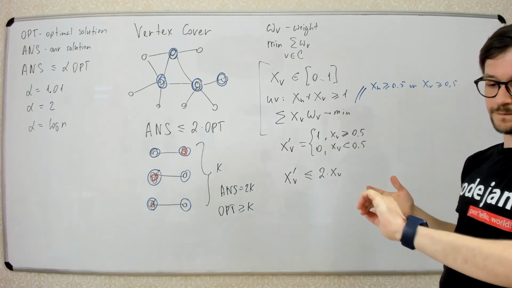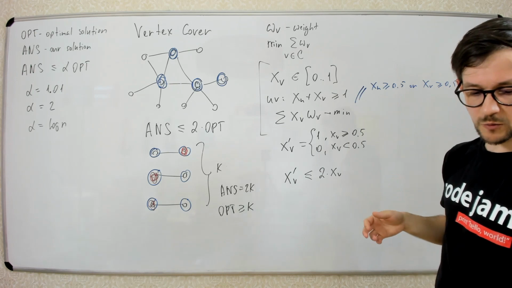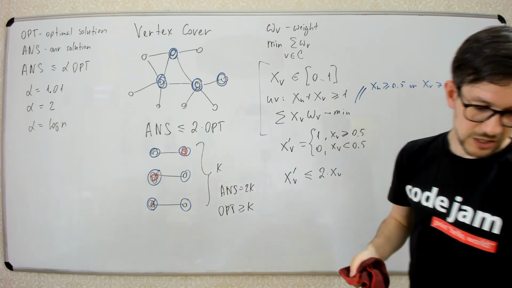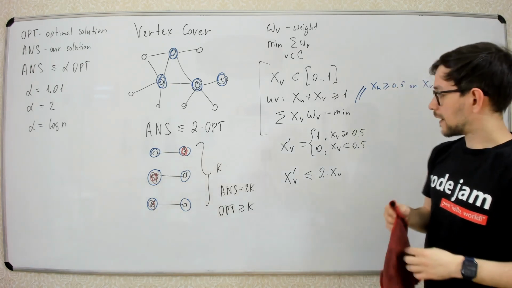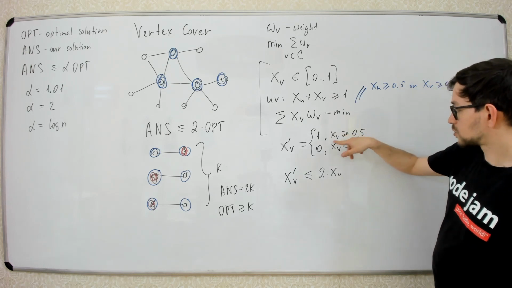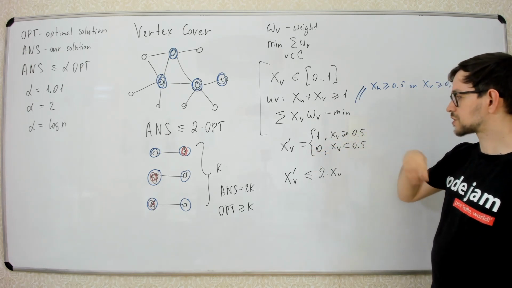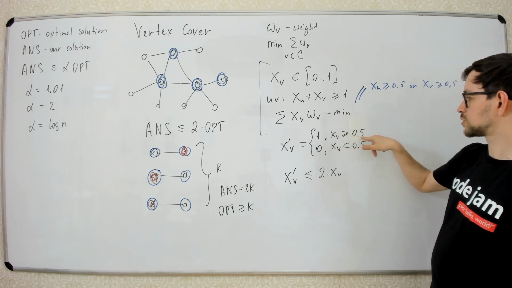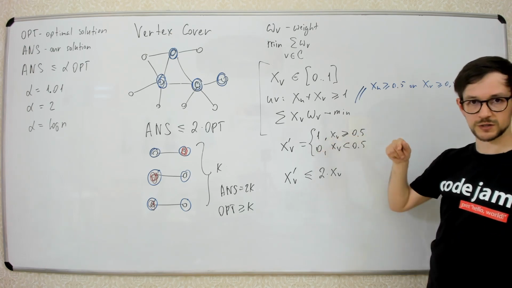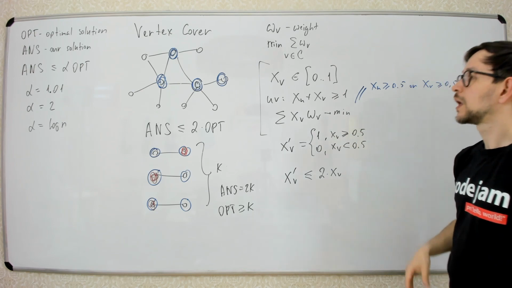Okay, let's have some more problems. It happens because we only rounded up when we have at least 0.5. So the worst case is when x equals 0.5, then we increase it twice. Yeah, that's the worst case.